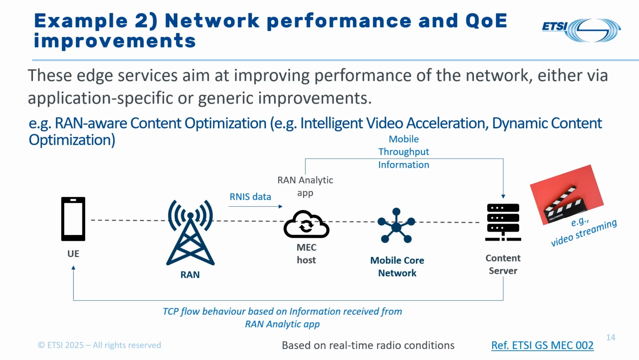Another example, we can see here another example. Even traditional services can benefit from the edge. The RAN Analytics Edge application in this example is designed to improve the user equipment experience and the QoS by supporting a streaming server with throughput guidance information that is computed based on the radio network information, the RNIS data obtained from a MEC service running on the MEC host.